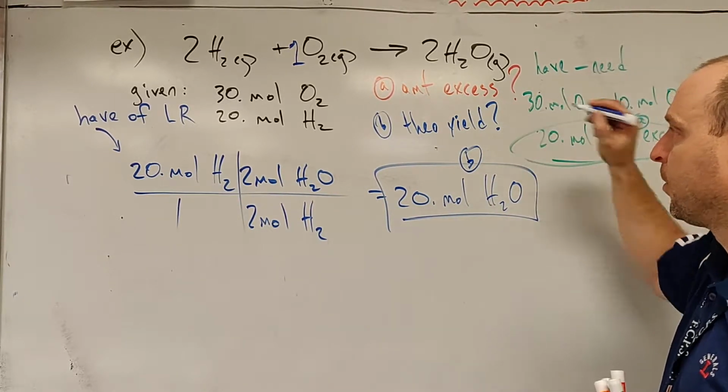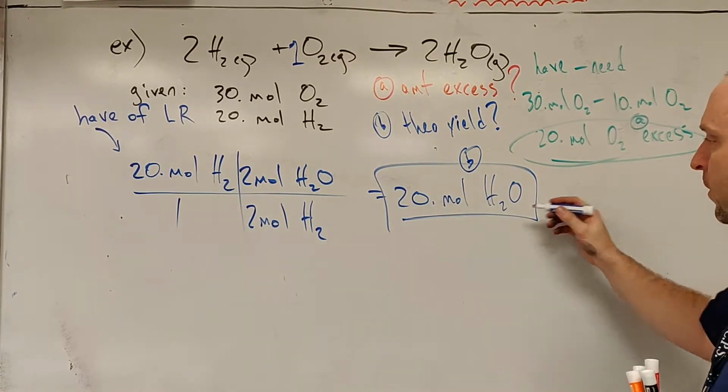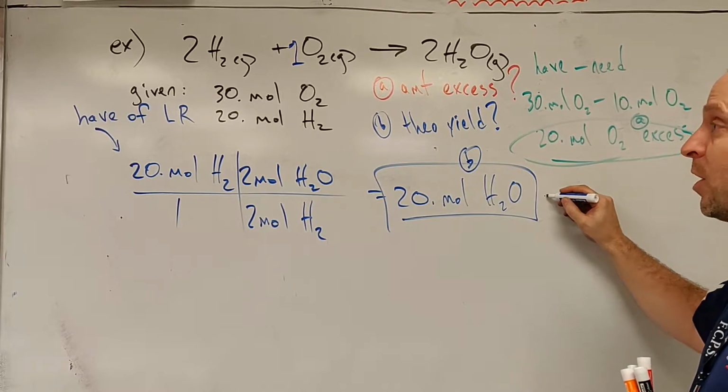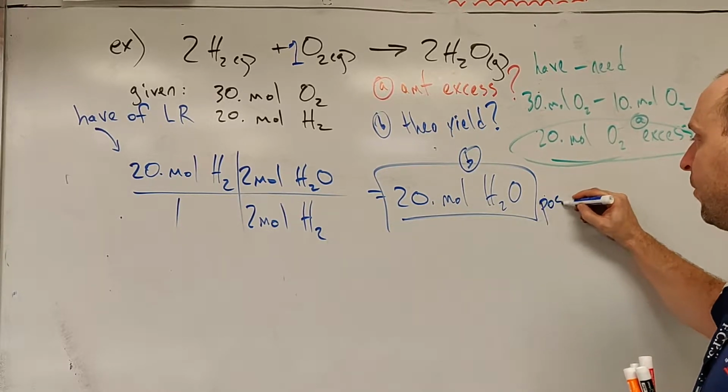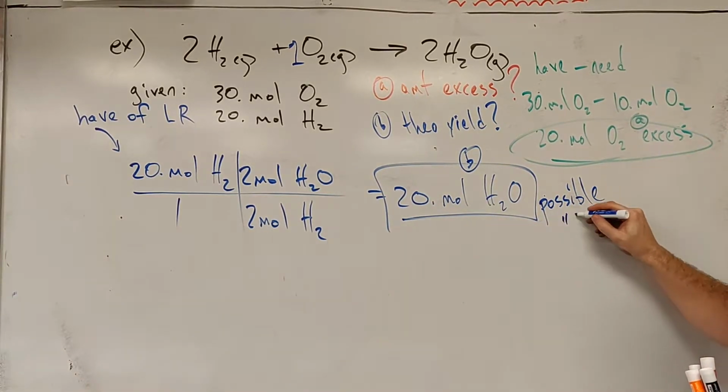And we could work in a percent yield or whatever. All we'd have to have is some given actual yield, all right? 20 moles of H2O is our theoretical yield. That's possible, right? Given those starting amounts, right? It's theoretical.